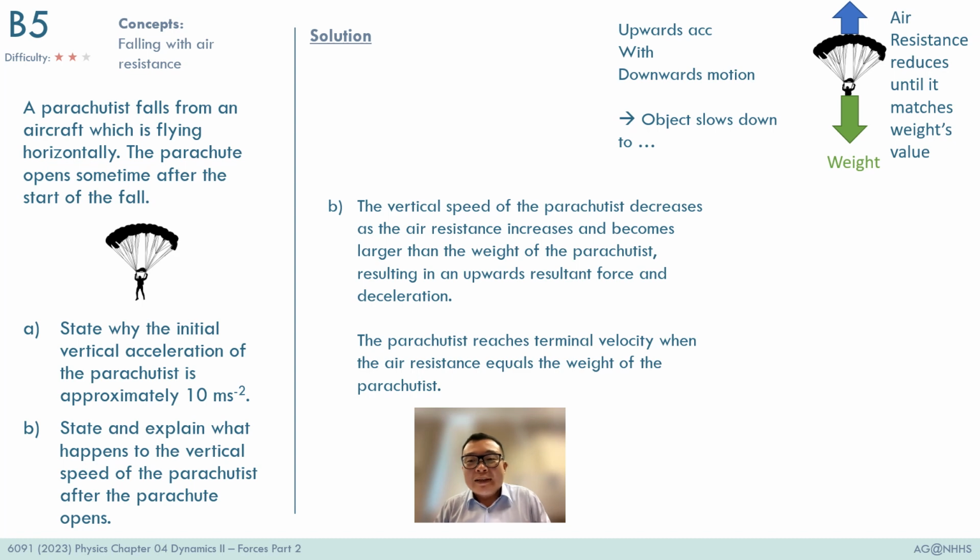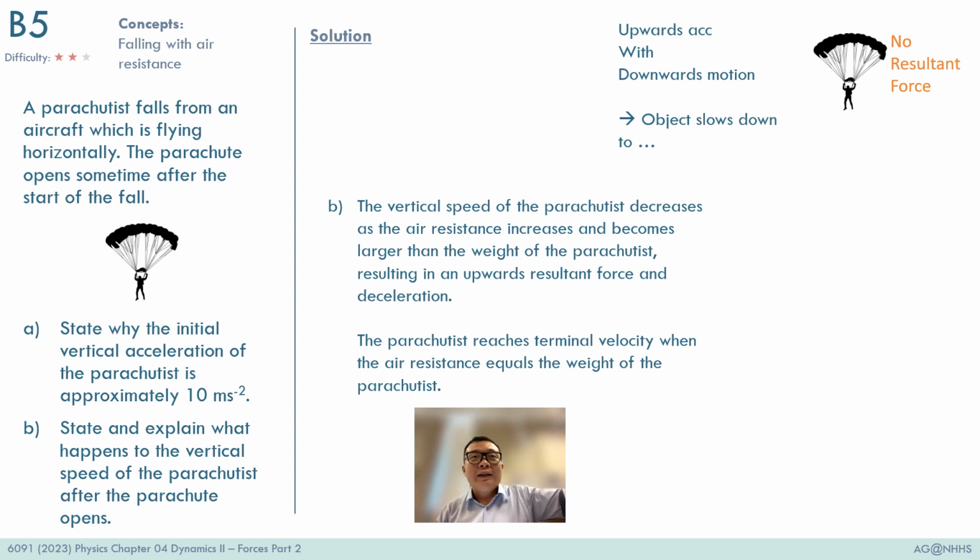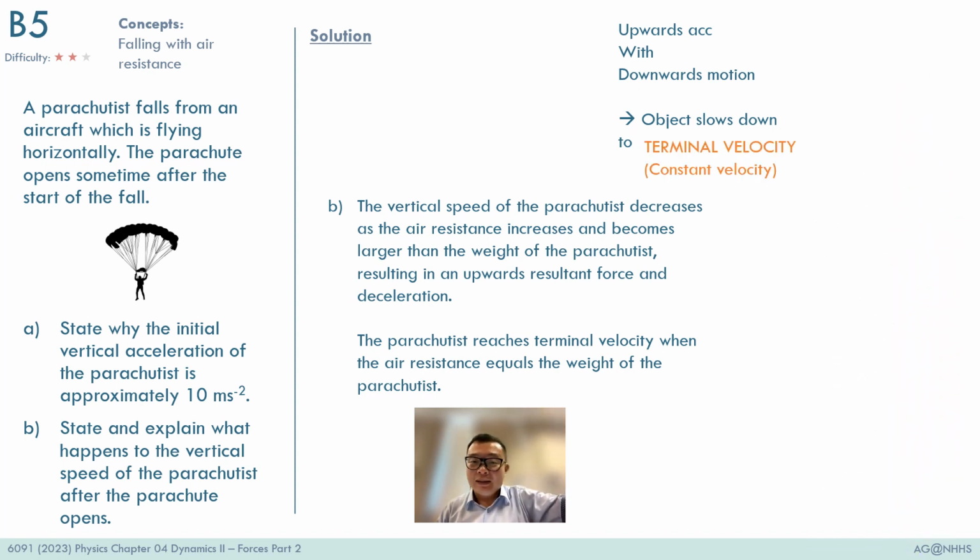So there will come a time where the air resistance force becomes smaller and smaller until it matches the value of the downwards weight. In this case, there is no resultant force anymore, and the parachutist, who was falling down, will continue to fall down, and will move at a constant velocity. This is the idea of terminal velocity.